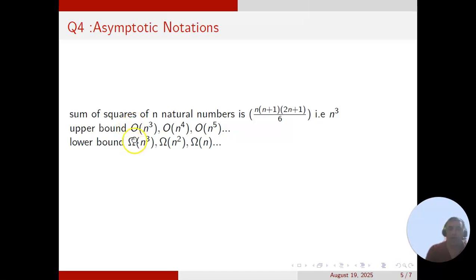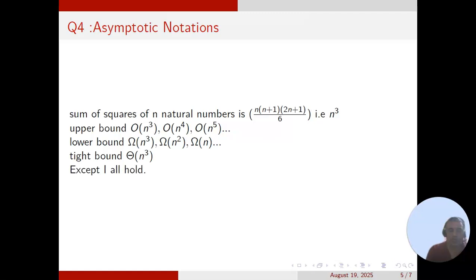Now the tighter bound, that means when both big O and omega are used, then it is theta of n cube, because in this case n cube and n cube are there. So the tighter bound is theta of n cube.